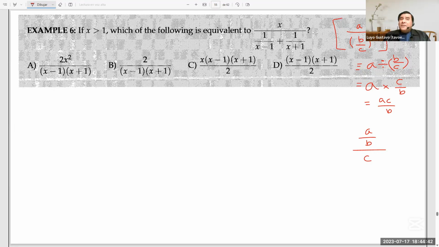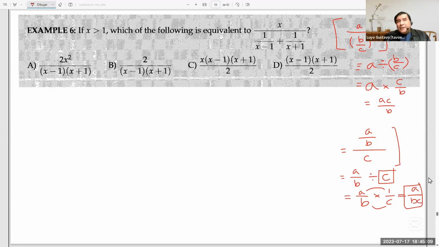Why? Because if this is a division of two fractions, it is A over B divided by C. And remember, a division between fractions means that we need to reverse the divisor. So this is similar to A over B times 1 over C. Multiply this, you get A. Multiply these two, you get B over C. So this is the equivalence of this one here. Totally different from this one, right? Two different expressions. Be careful not to confuse the two expressions.